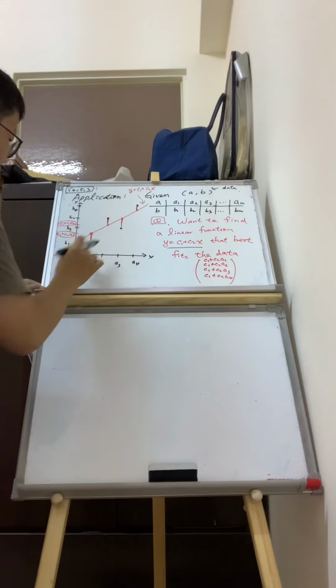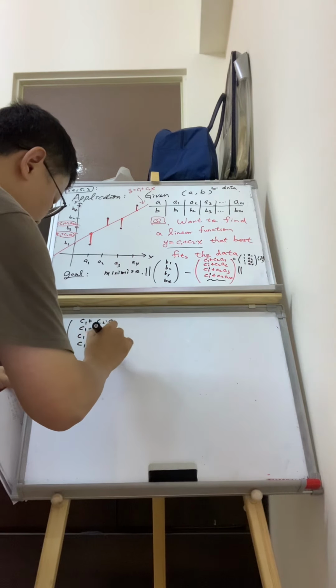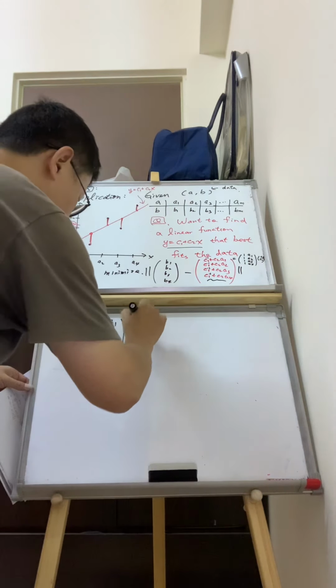It's the matrix. Here we put 1, 1, 1, 1. So we consider the matrix 1, a1, 1, a2, 1, a3, 1, a4, multiplied by c1, c2. Here is c1 plus c2a1, c1 plus c2a2, c1 plus c2a3, c1 plus c2a4. So we could write it in this way.